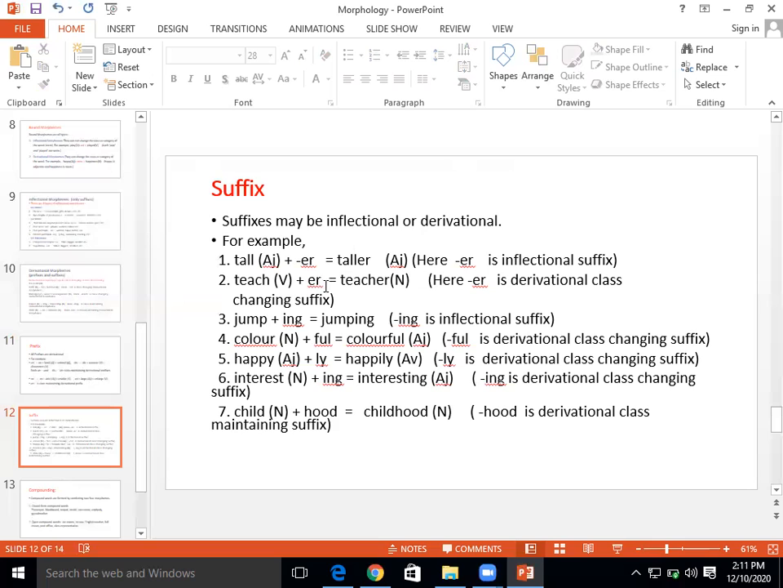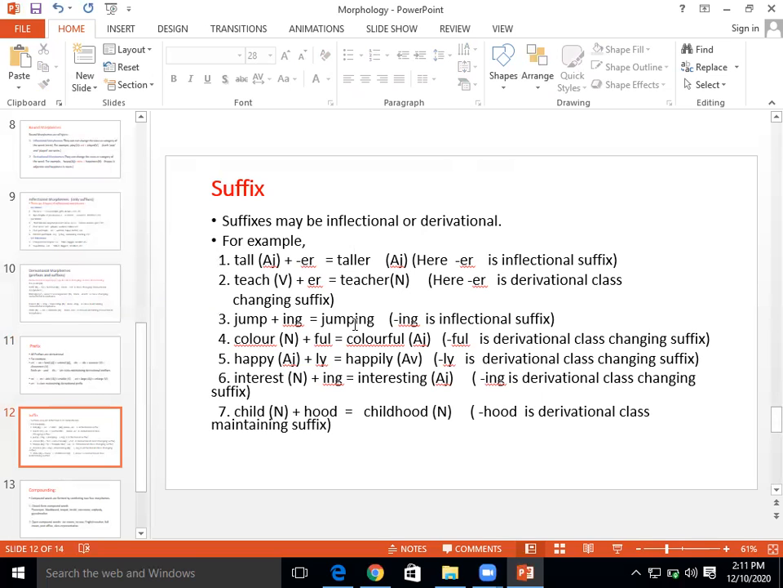Okay, teach, teacher. Teach is a verb, and er, teacher. So what we find here is that this er is not inflectional, this er is derivational because it is not added to adjectives, it is added to a verb, that's why it is derivational. So derivational class changing suffix. Class changing because teach is a verb and teacher is a noun.